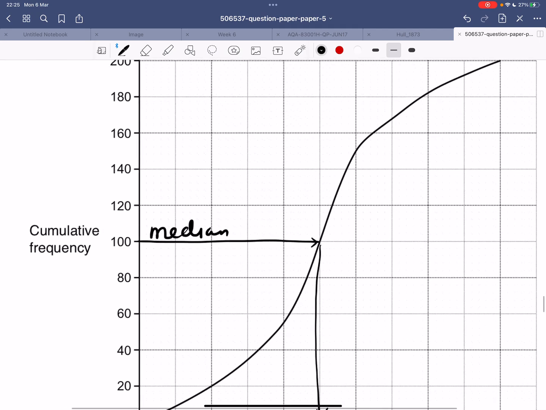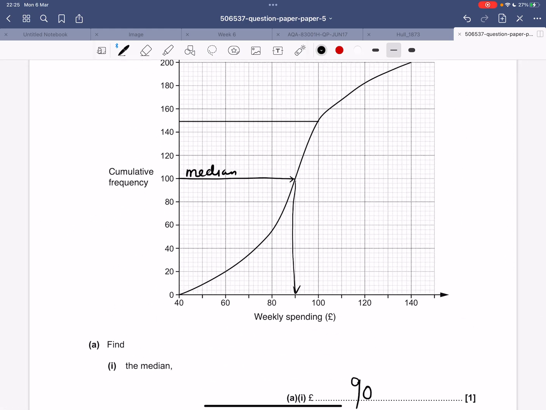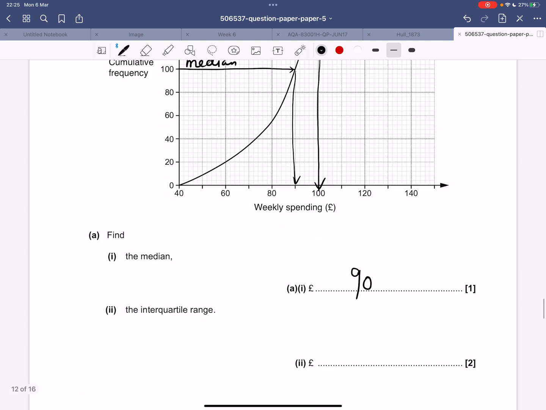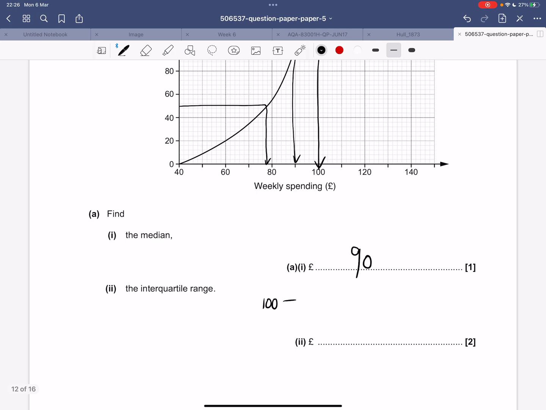And the interquartile range. So this is the upper quartile. Zoom in a bit here. Oops, what's happening there? Right, so that one there, that's the upper quartile. It's going to be 100. And then you take away the lower quartile, which is this one here, which looks like 78. So it's £22.